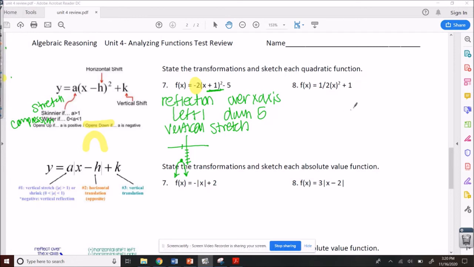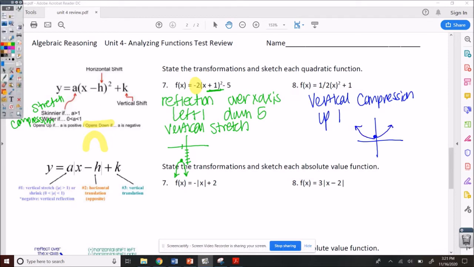1/2 x squared plus 1. I have a half, so that's a vertical compression. I don't have an h because there's nothing on the inside of the x squared. I just have the +1, so that's up 1. And that's actually all I have. So a vertical compression means it's going to be fatter, and I'm just up 1 unit. So looking something like that.